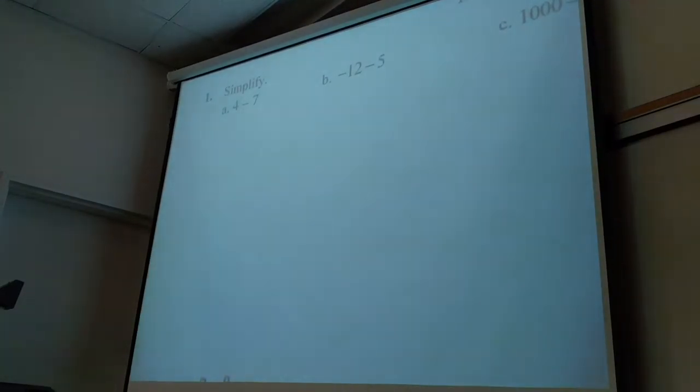Anytime, tell me this, that 4, what sign is it? Positive. And then there's a 7. Now, I know we think that's a subtraction symbol, and it is, but a subtraction symbol is also a negative. So that 7 is negative. So anytime the two numbers have different signs, you subtract and put the sign of the bigger one on it. So what's 7 minus 4? 3. And the bigger one is negative, so it's negative.